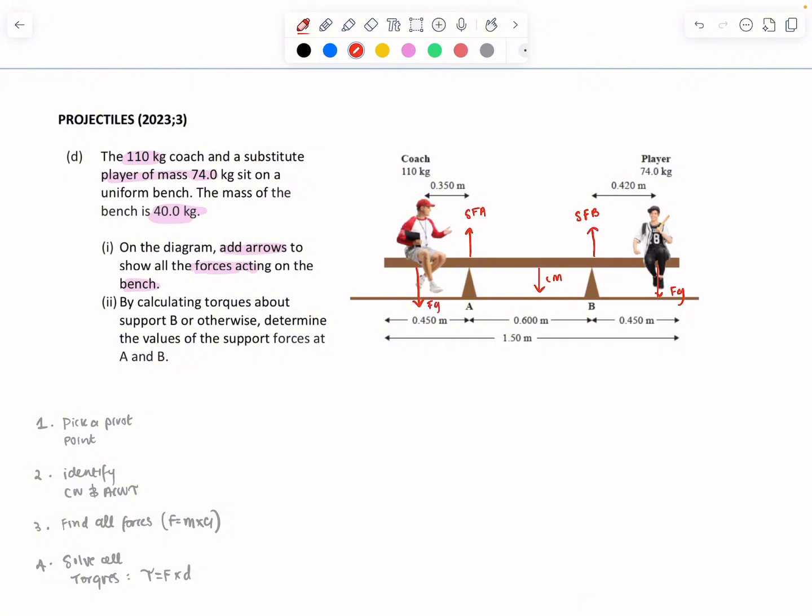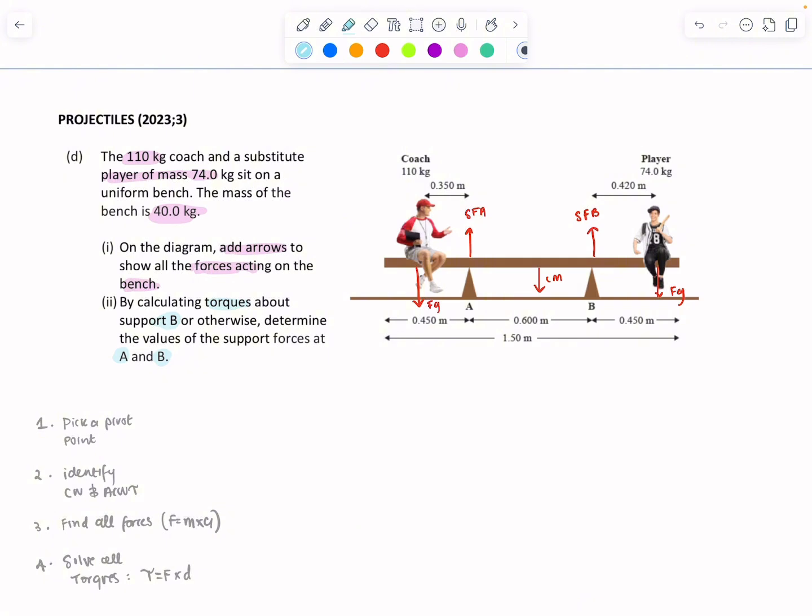So what's allowing this plank to be in equilibrium? Okay, it's all the downward forces equaling all the upward forces. Next question, what is it asking us to do? By calculating the torques about support B, determine the value of the support forces at A and B.